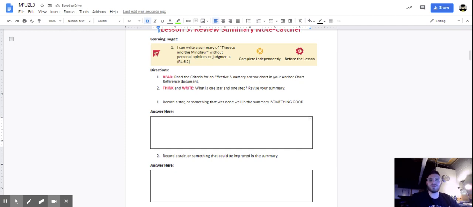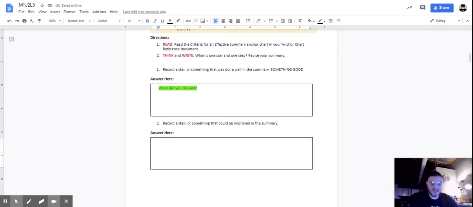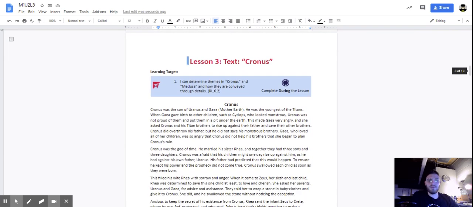Did you make sure that you put in the location? Do you feel like the theme was a good guess? What did you do well? It's pretty simple. Go ahead and answer that. And it says record a star. So what could you do better? Are you missing some important details? Does it not have enough details? Are you missing maybe a really important part?